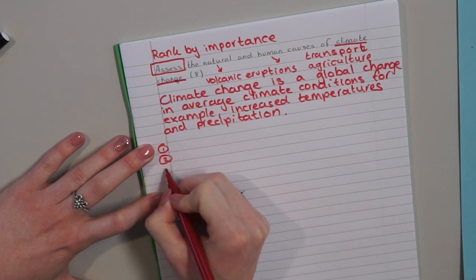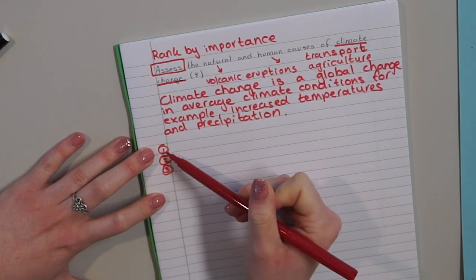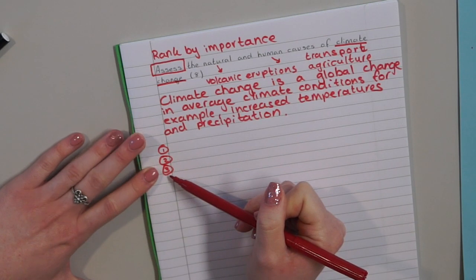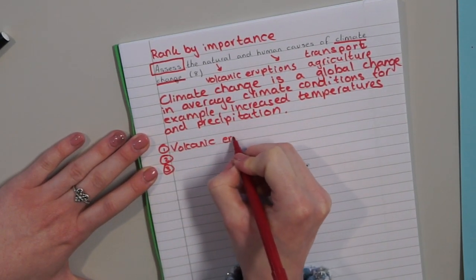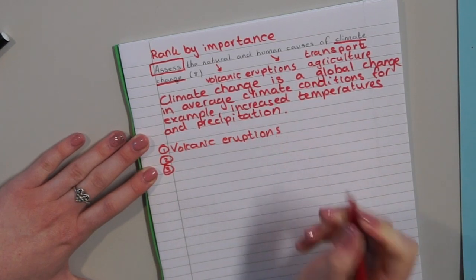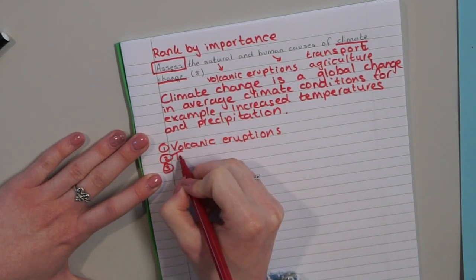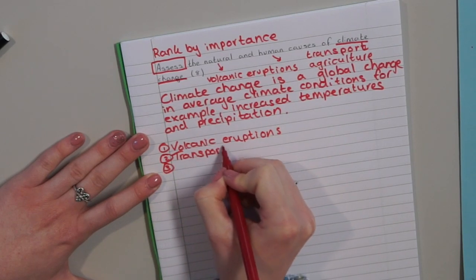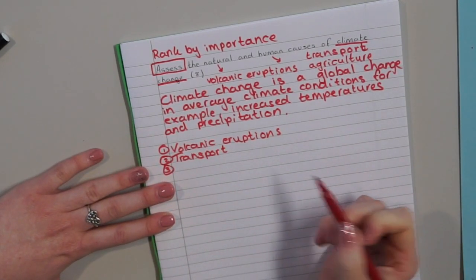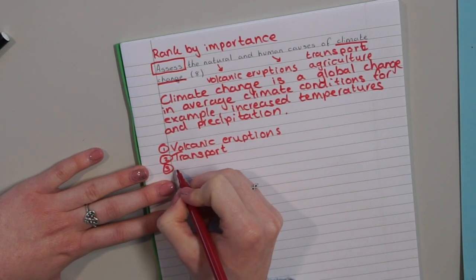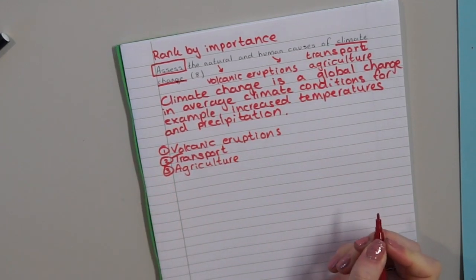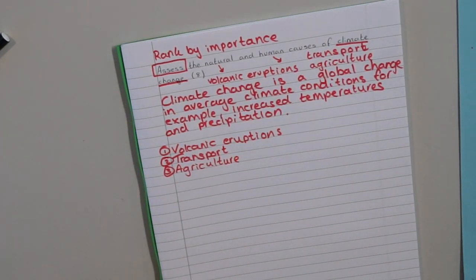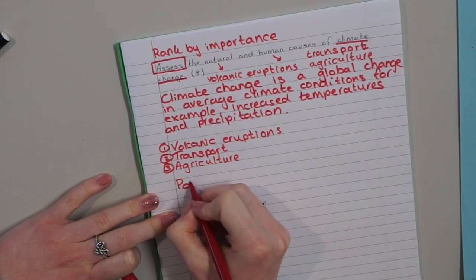Then I would create a plan. So I need to rank by importance. So I need my most important, one that is important, and my least important. So I'm going to put volcanic eruptions as my most important. That is because they are natural and we cannot change them. Then I'm going to have transport as my second, because as our population increases, we use more transport. And then I'm going to have agriculture as my least important.